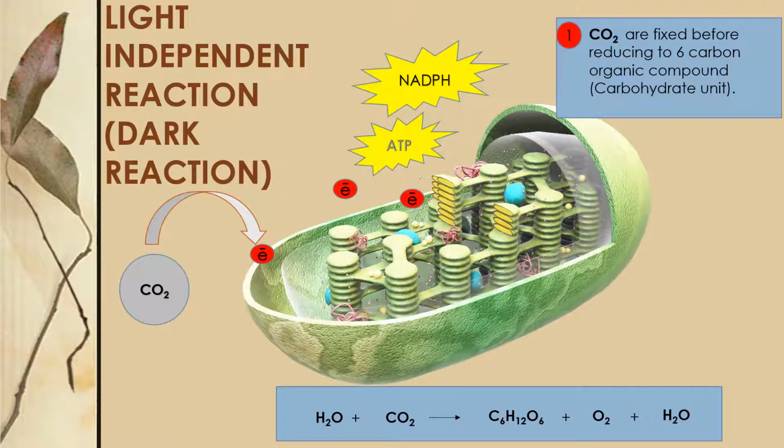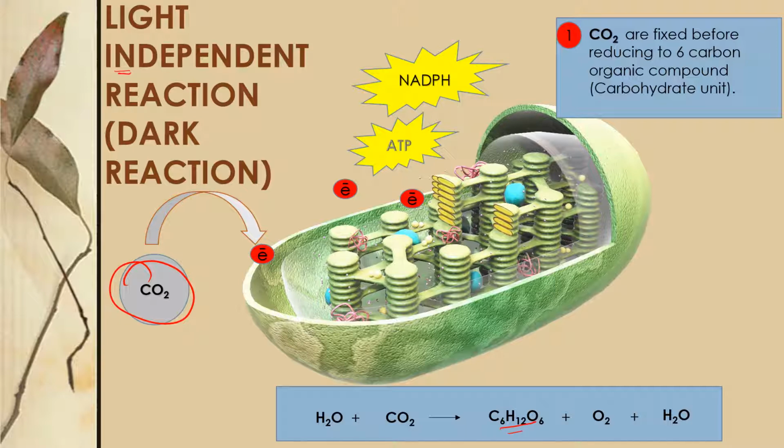And now we move to the light independent reaction. Light independent means no need to have light. Okay, this reaction no need to have light. So what happened? CO2. Okay, CO2 here. Okay, from the surrounding, from the gases from the surrounding will enter to the leaf through stroma. Okay, are fixed before reducing to 6 carbon organic compound or carbohydrate unit. Okay, because carbohydrate unit is glucose, C6H12O6.